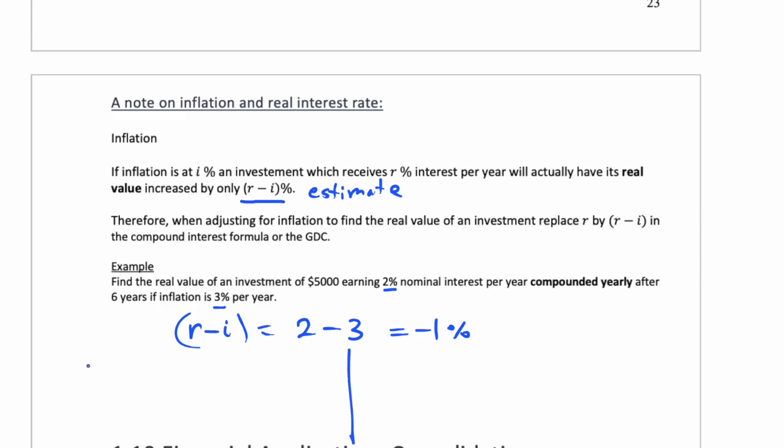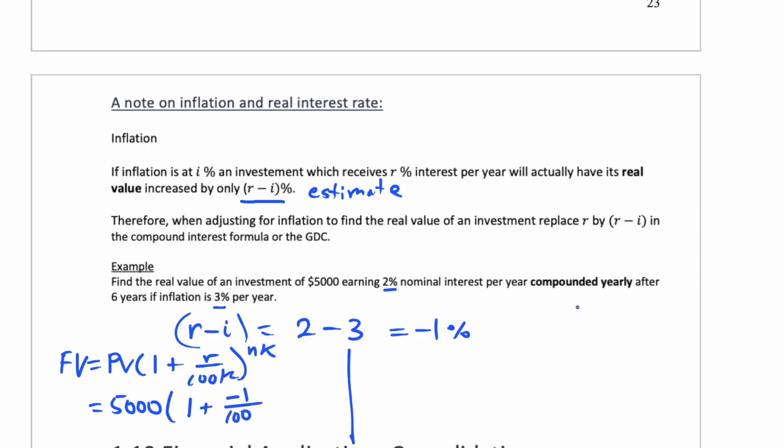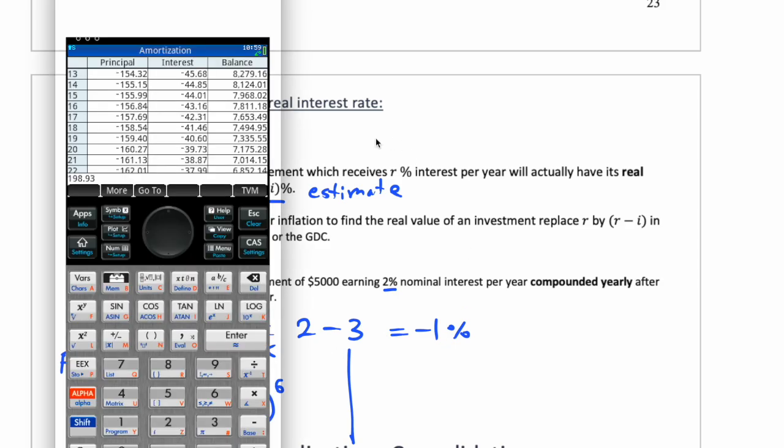Okay, so you can use the finance app, or you can use the formula for compound interest. Future value equals present value times (1 plus r over 100k) to the power kn, which is in the IB formula booklet. Okay, so you can put in the present value, 5,000. 1 plus, now the interest rate is negative 1 over 100. This is compounded yearly, so k is just 1. And the number of years is 6 years. So you put that into your calculator, you will get a smaller number than you start with. You're actually losing money. It's $4,707.40. You can also do that in the finance app.